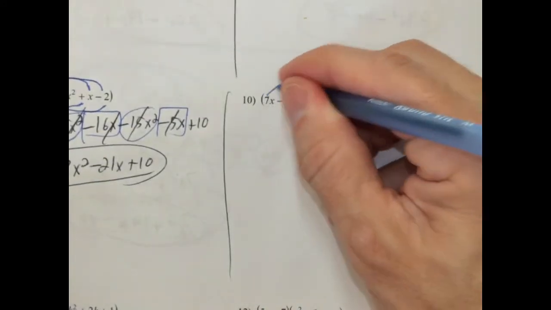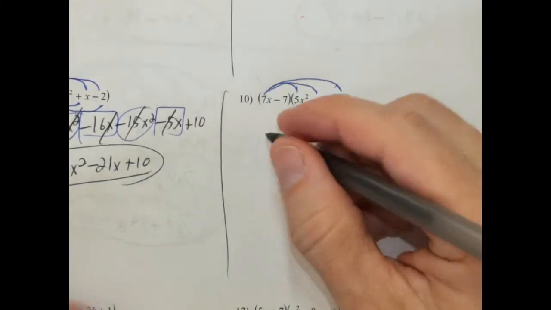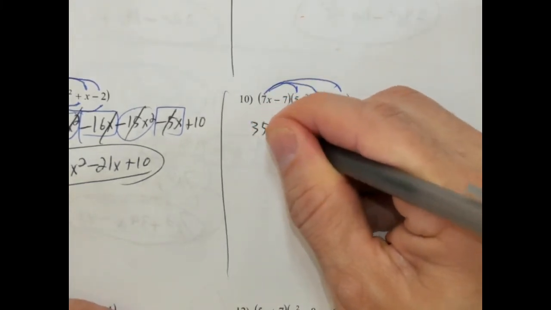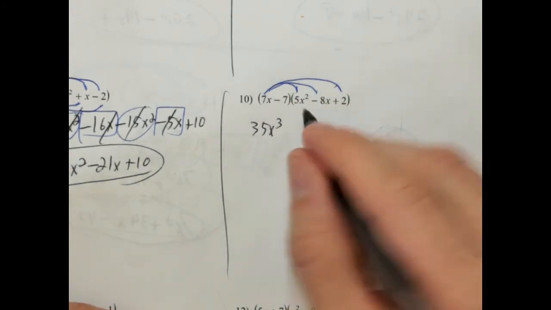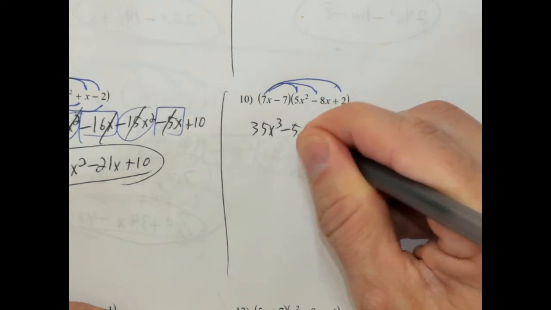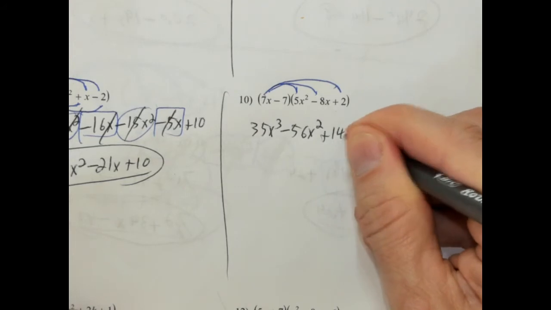Let's distribute the 7x. 7x times 5x squared will be 35x cubed. 7x times negative 8x would be negative 56x squared. 7x times 2 is plus 14x.